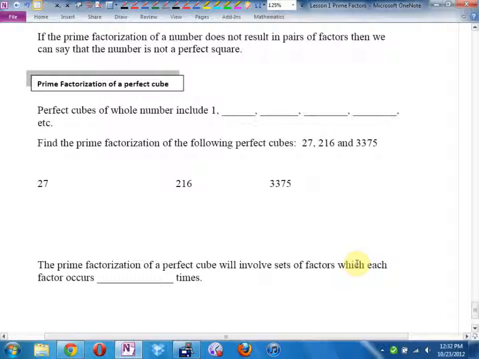Perfect cubes, 1 times 1 times 1, 1. 2 times 2 times 2. 3 times 3 times 3, 27. 4 times 4 times 4. Nice. Someone knows his times tables. All right, smart pants. 5 times 5 times 5. Close. 125.